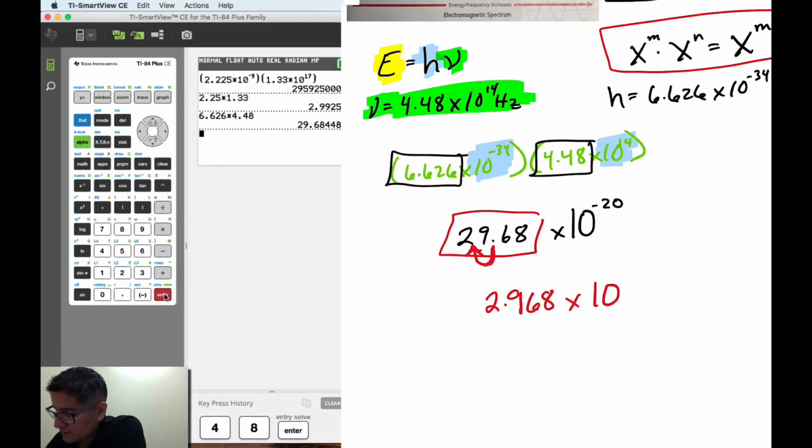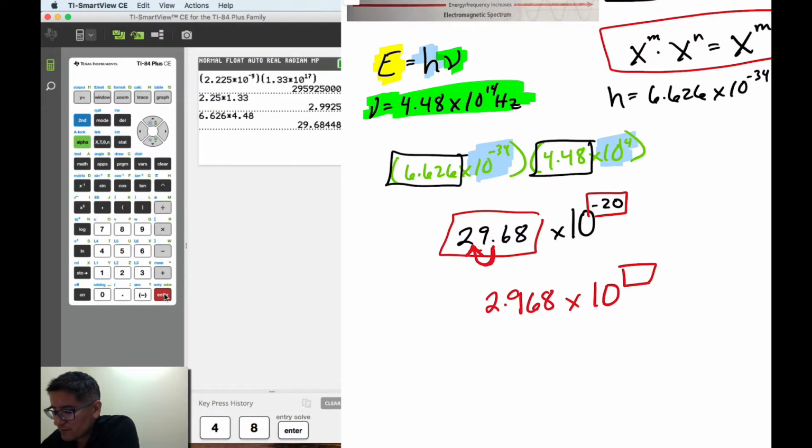Now, I moved the decimal over once. So when I move the decimal, that's actually going to change what I have as an exponent. It's no longer going to be negative 20. Now, I moved it over once, so that means the exponent will only change by 1. Okay, so keep that in mind. So it'll either be negative 19 or negative 21.